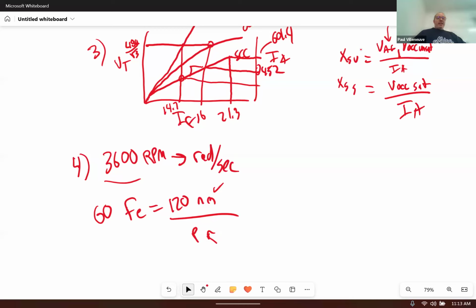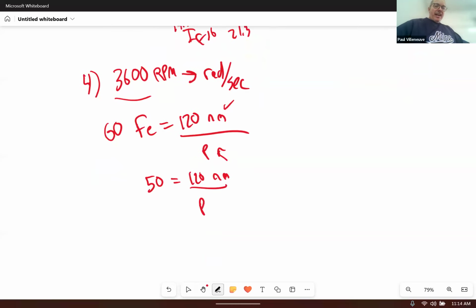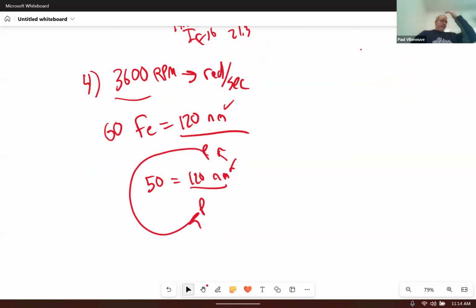Then when you do part B, you rinse and repeat. But now you solve for N sub M because you know what the number of poles are. Okay. That was it for number 4. Questions on number 4? All right.